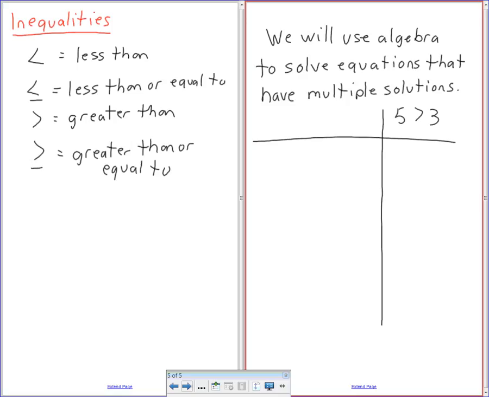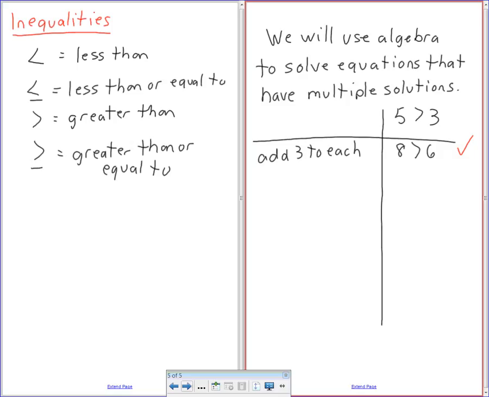Okay, so let's add 3 to each side. If I add 3 to each side, what do I get? Yeah, go ahead. 8 is greater than 6. Is 8 in fact greater than 6? Good. Life is good. So what we just proved is that I can add something to both sides of an inequality and there will be no issues. You can do that algebraically.